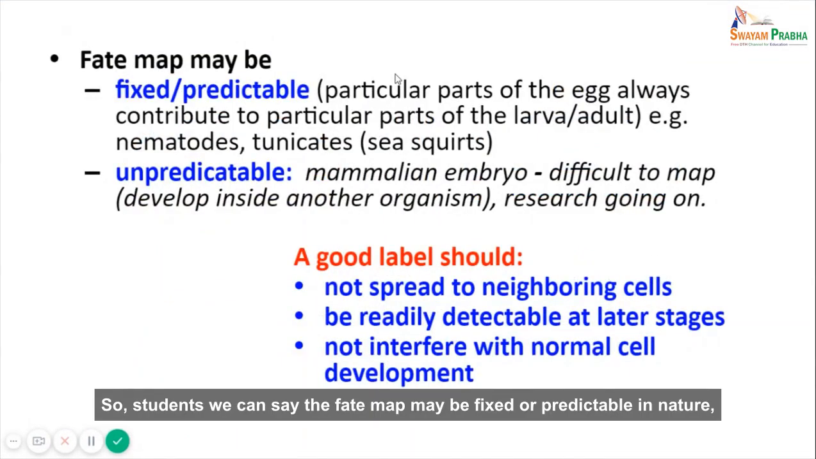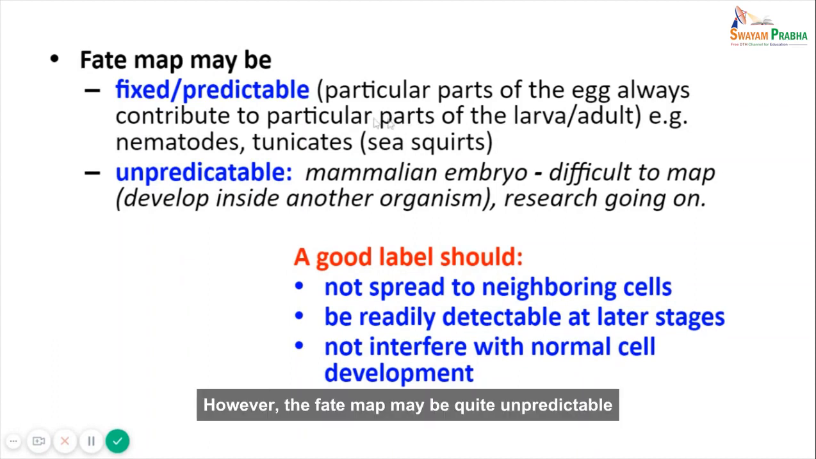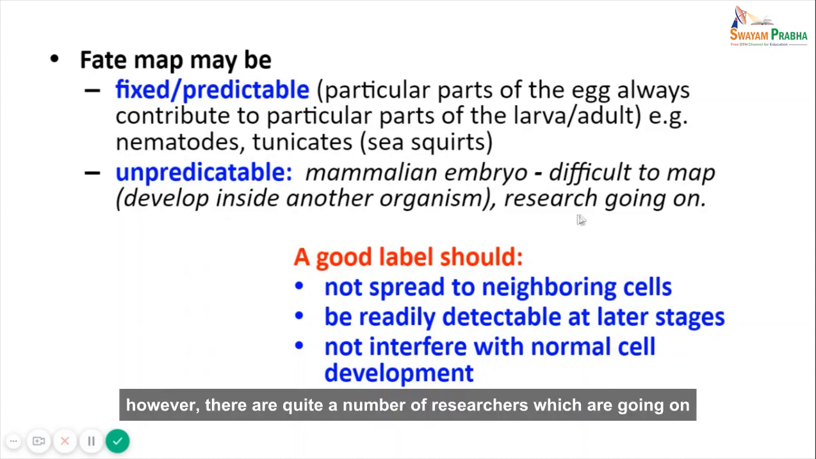So students, we can say the fate map may be fixed or predictable in nature, in which particular parts of the egg always contribute to particular parts of the larva or adult, as seen in the case of nematodes or tunicates. However, the fate map may be quite unpredictable in nature, as seen in the case of mammalian embryos. In mammalian embryos, it is difficult to prepare a fate map because they are developing inside another organism. However, quite a number of researches are going on to prepare fate maps of mammalian embryos also.